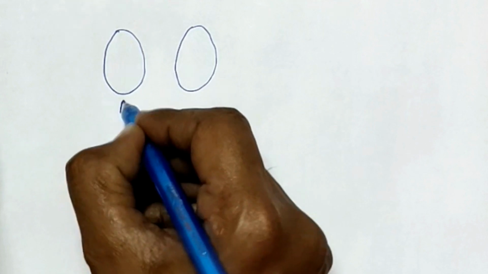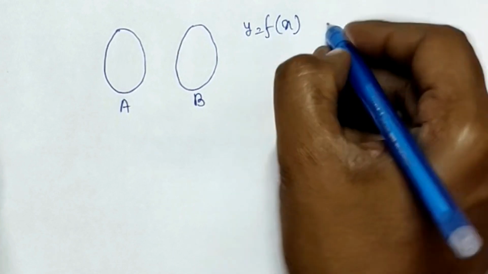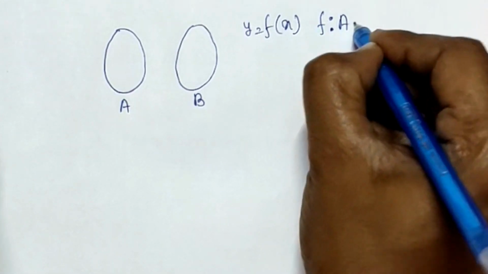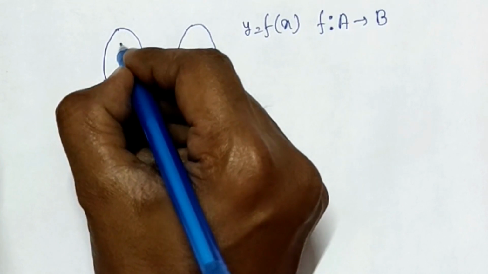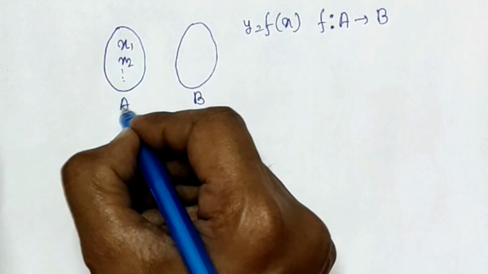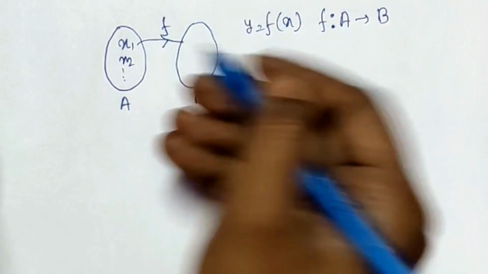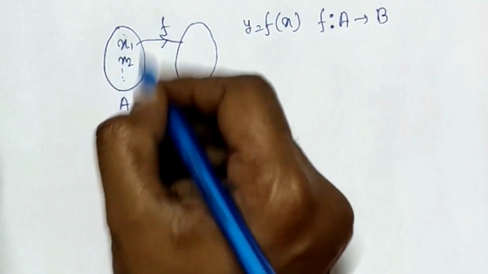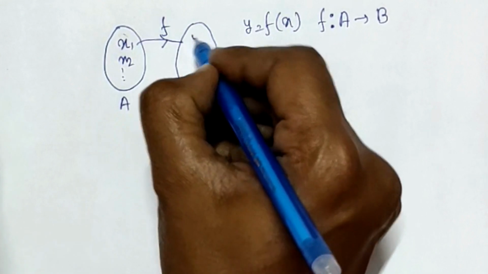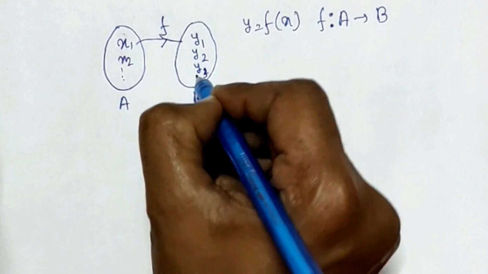Now let us explain domain and range in another form. Suppose this is set A, this is set B. The function y equals f(x) is defined as f maps A to B. Then all the points, suppose x1, x2, etc. of the set A are under a rule f. For these elements of the set A, we get the images as y1, y2, y3, etc. in the set B.